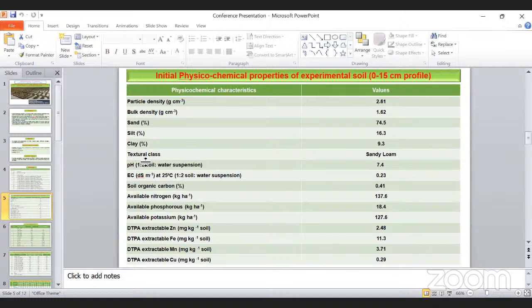Initial physicochemical properties of the experimental soil. The particle density is 2.61 and the texture class is sandy loam, and the pH is 7.44, that is alkaline, and EC is 0.23, that is normal, and the soil organic carbon is low and available nitrogen is also low, and phosphorus, potassium and all the micronutrients are in the optimum amount.